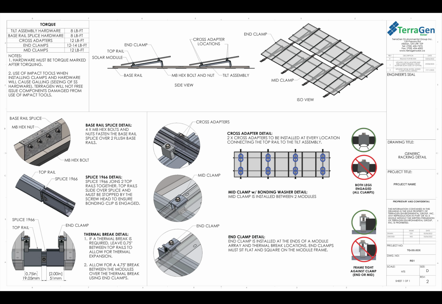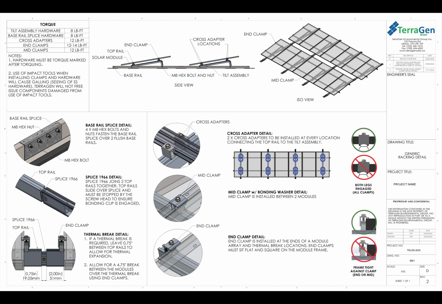When installing modules, the usual gap between them will be 20 millimeters. This can be accounted for by using the mid clamps. At the thermal brake locations, using the top rail splice, you will keep the usual spacing in the top rails, and the space between the modules will increase from 20 millimeters to 122 millimeters. This will allow for enough room for end clamps to get installed on the top rails holding the modules down, and this gives room for any expansion in the system.